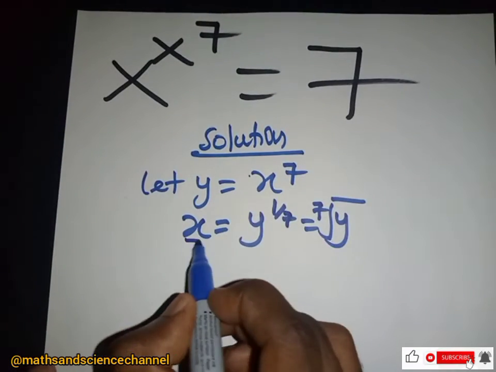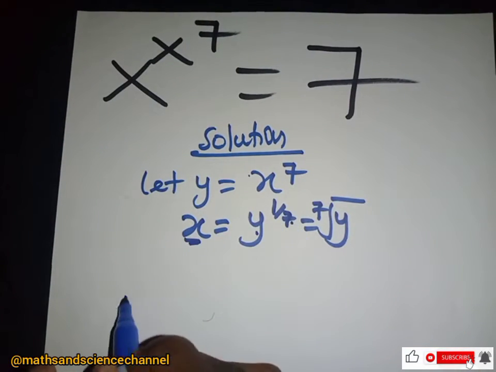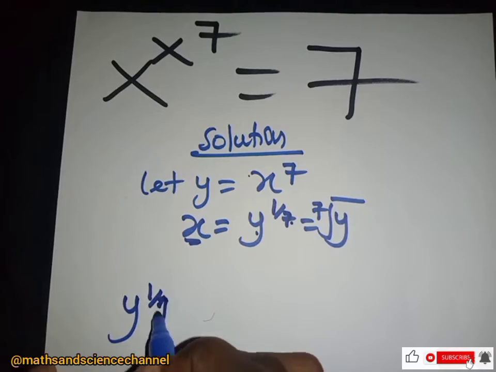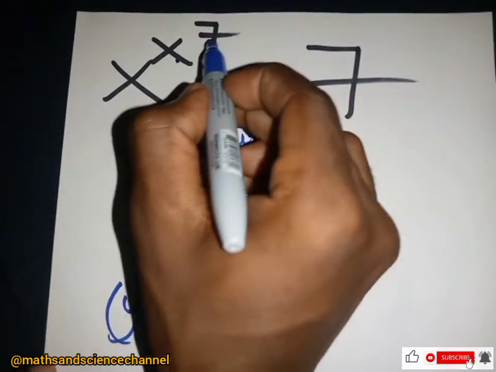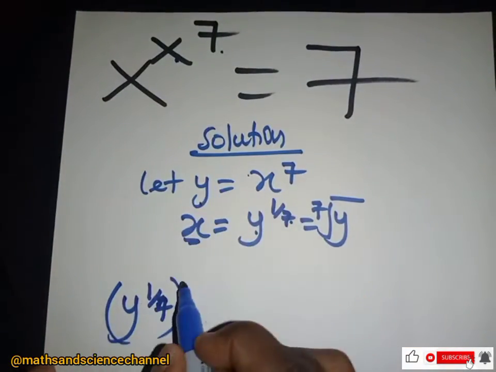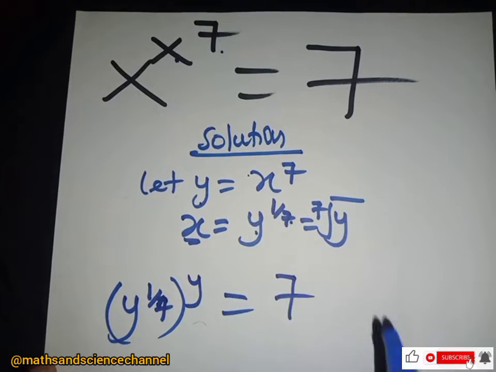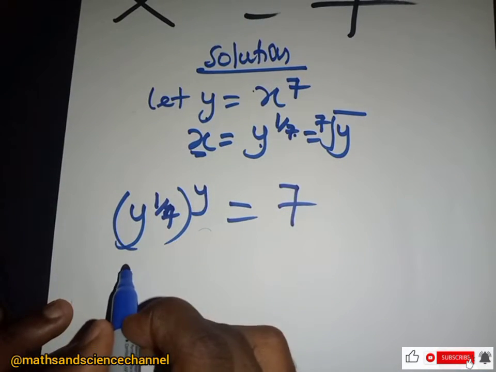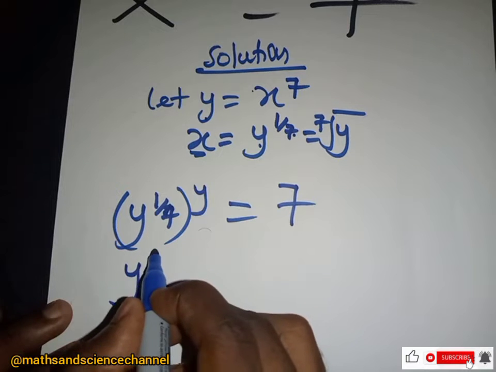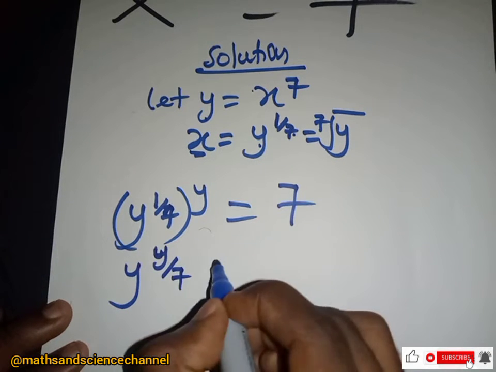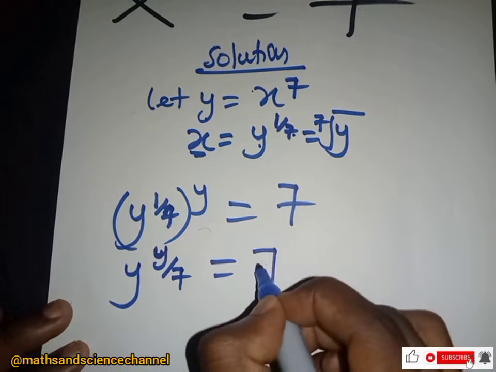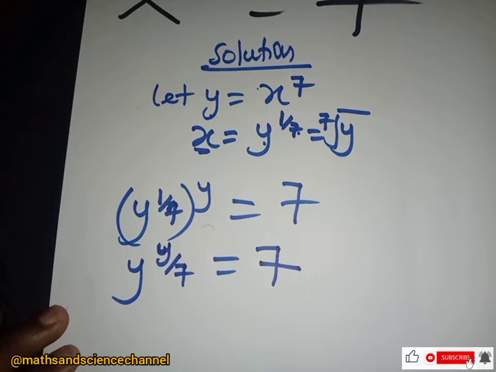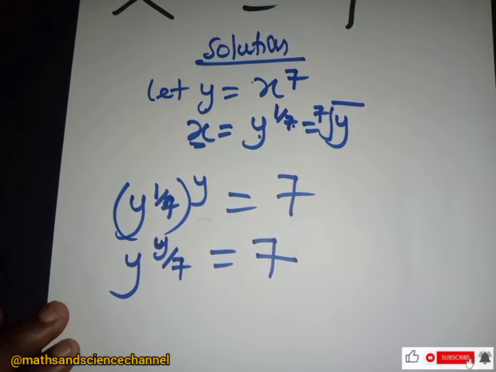So we have x here is just y to the power 1 over 7, and then x to the power 7 is just y, right, being equal to 7 in this case. So we'll simplify that. We just have y to the power y over 7 being equal to 7. Now in this case, what we'll do is multiply both of the exponents by 7.